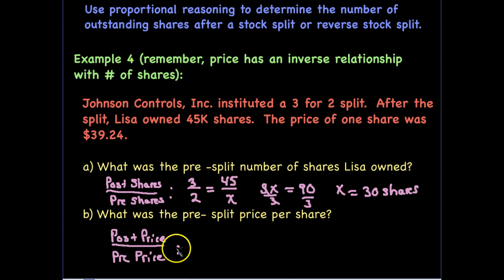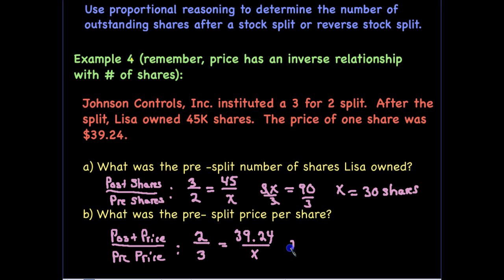Now let's look at price. All right, so remember the inverse relationship. So our post price should be less. So our post price should be 2 as compared to 3. All right, what do we know? The post price of 1 share was $39.24. So we need to stick that on the post side up here on top, $39.24. And we need to know what they were worth at the start.